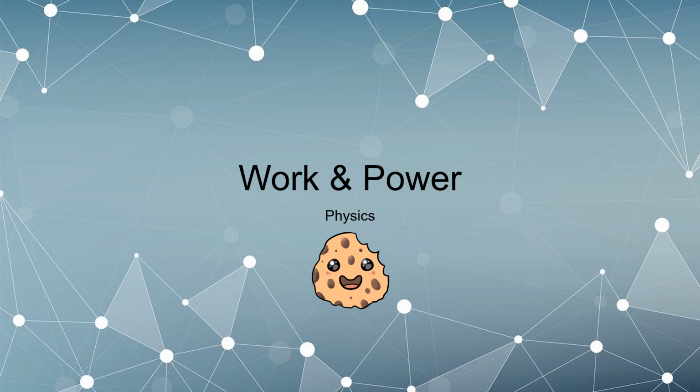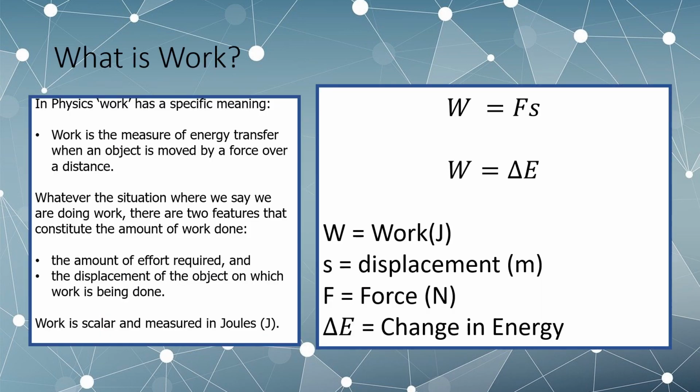Today we'll be exploring the concepts of work and power. What is work? In physics, we say that work is the measure of energy transfer when an object is moved by a force over a distance. Whatever the situation where we say we are doing work, there are two features that constitute the amount of work done: the amount of effort required, or the force, and the distance or displacement of the object on which the work is being done. Work is a scalar quantity and is measured in joules, represented by the letter J, capital.